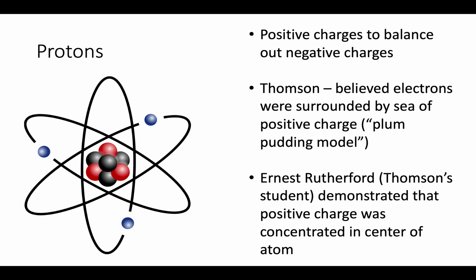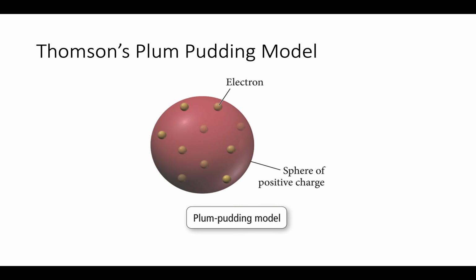But just for fun, we're going to take a look for a moment at Thomson's plum pudding model. So this is what Thomson thought that an atom probably looked like, with electrons just kind of spread out throughout the atom and surrounded by a sphere of positive charge. And we know now, due to Rutherford's experiment, that this is not what an atom looks like.